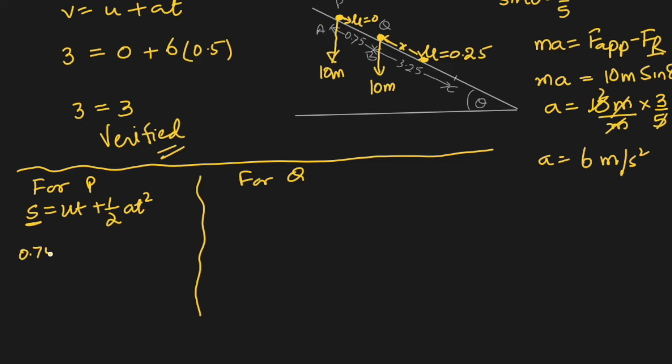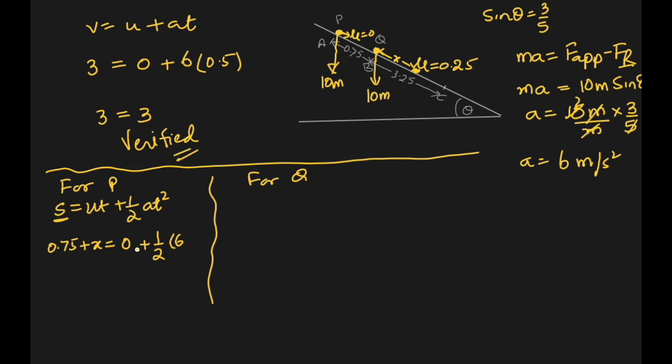So 0.75 plus x is equal to, since they started from rest, 0 plus half, and we already got the acceleration for it, which was 6. But there is a problem. The same acceleration will not apply for distance x, so we'll have to separate the two. So we will just find how much time it takes to reach here. So 0 plus half acceleration, which is 6, that's what we got here, and t squared. So 0.75, and this 2 will multiply, 0 is gone. So 2 will multiply there, 1.5, and 6 will divide.